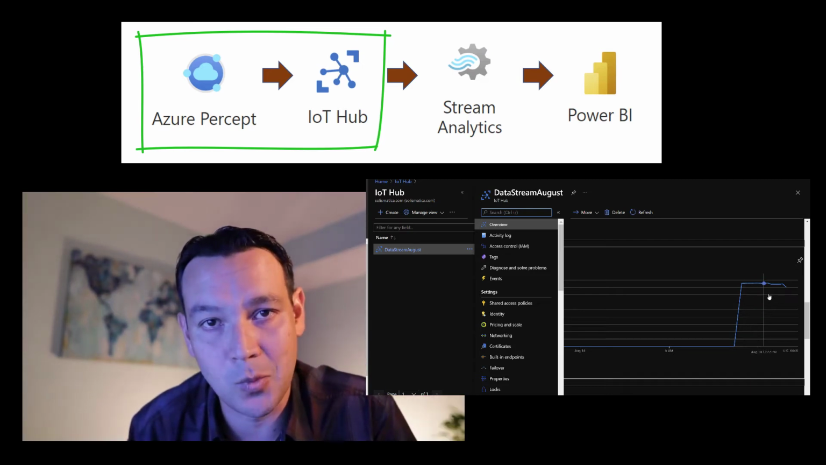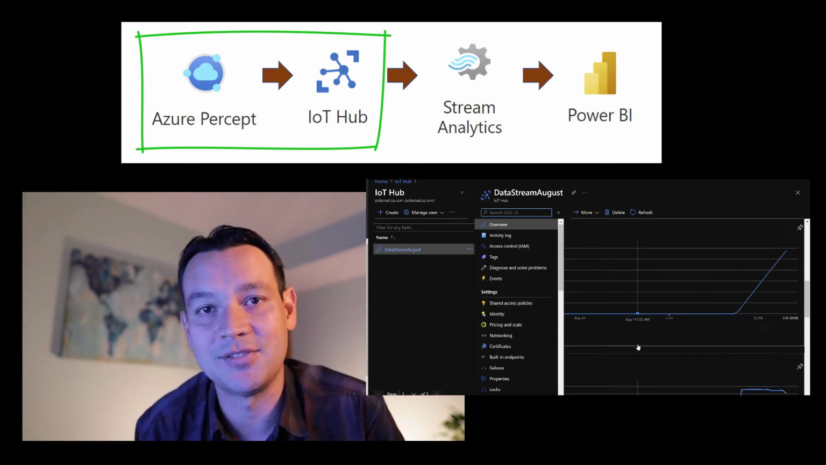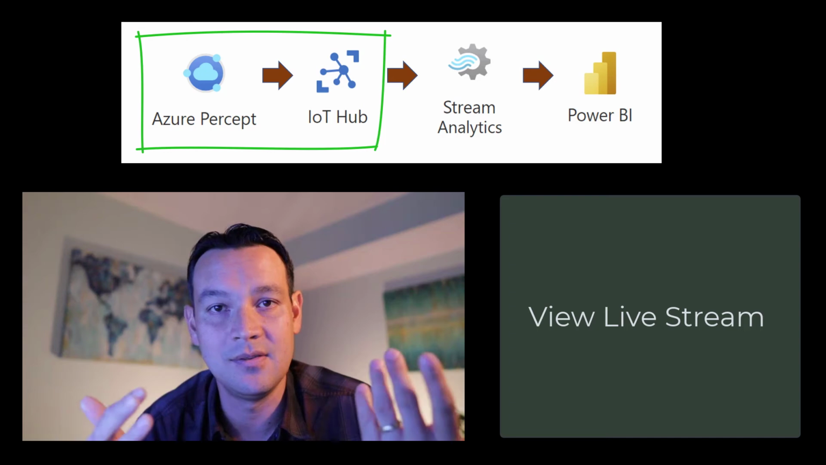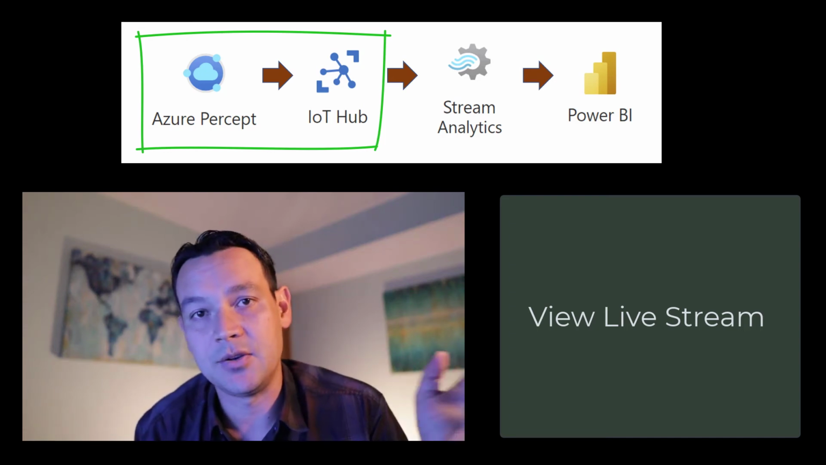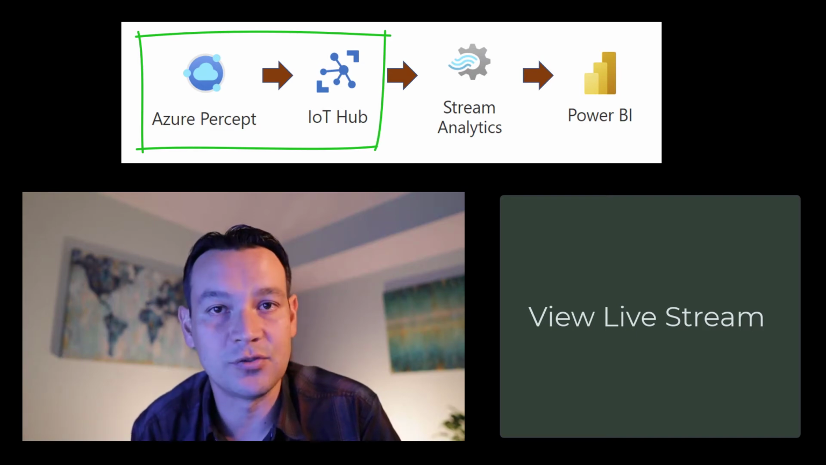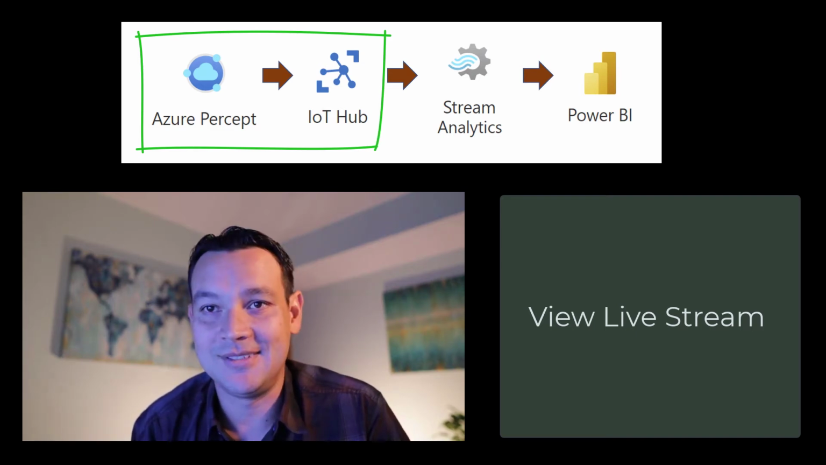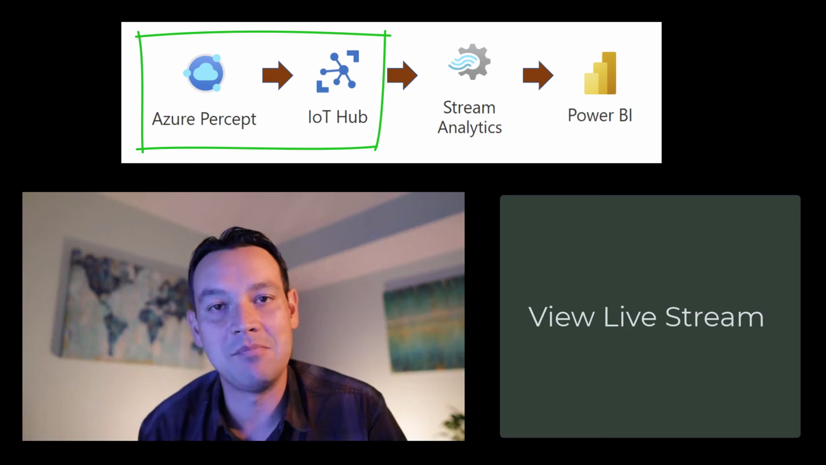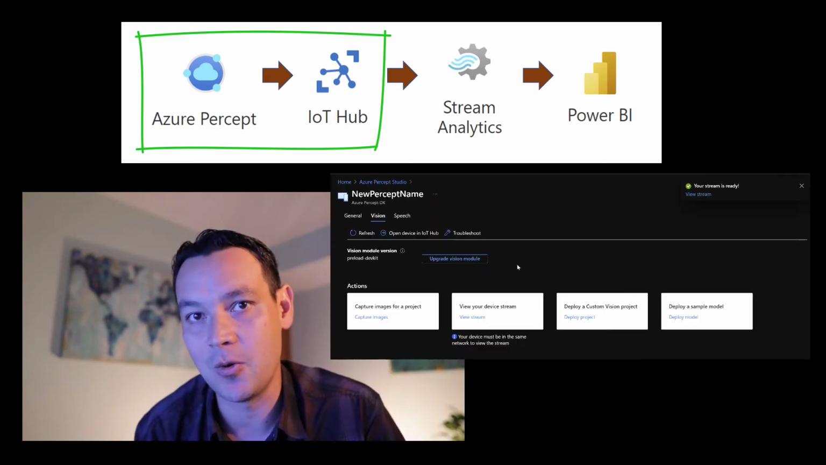And of course, my favorite way to view the data off the Percept is to view the video stream. And that's in your Percept Studio. You go to Devices, you go to Vision, and then click on View Stream. That's just so much fun to see the bounding boxes and see the recognized devices show up.